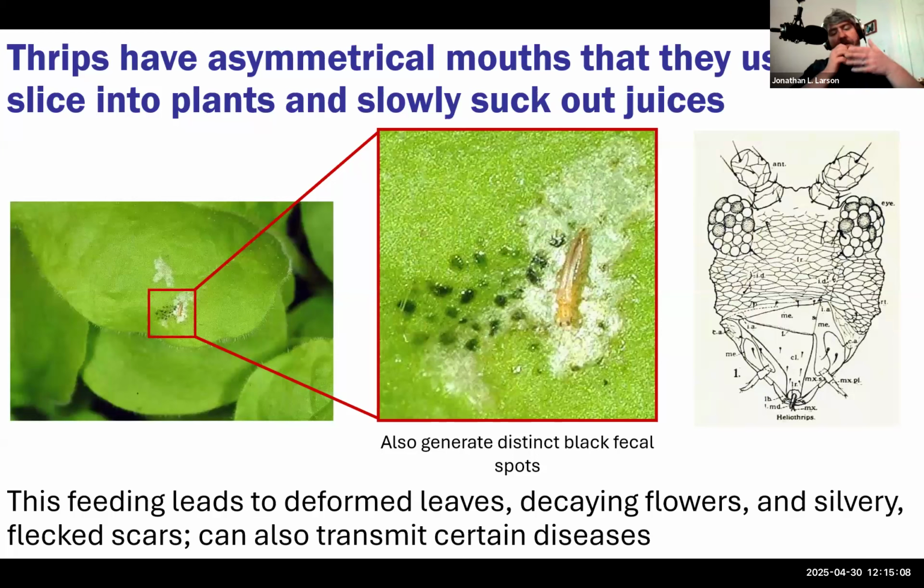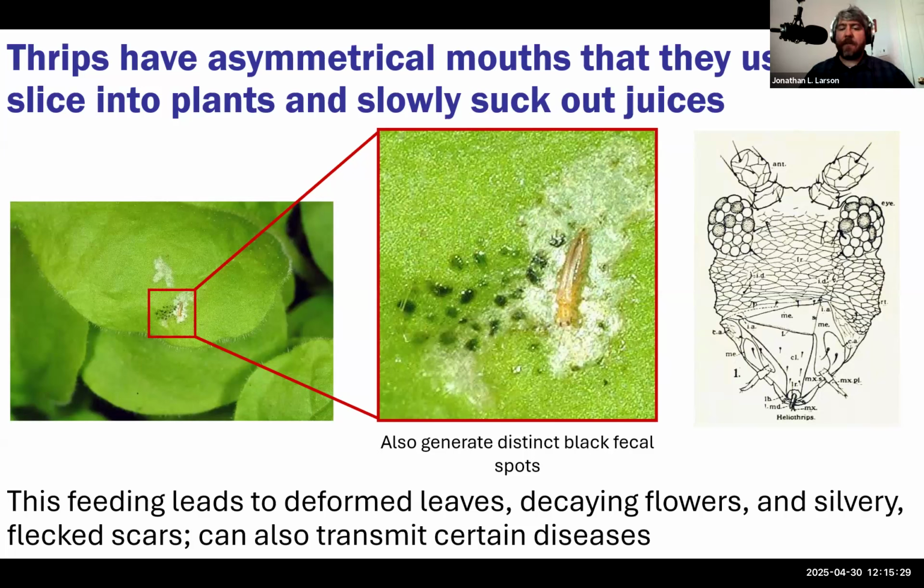As they feed, they use a very strange set of mouth parts. They have asymmetrical mouths. Half of their mouth is slicing, so it's cutting into the plant, and then the other half is straw-like, tube-like, and it sucks the juices out of the wound that they have created. It creates distinctive flecking damage, which we see in the leaf, and then in the zoomed-in close-up.